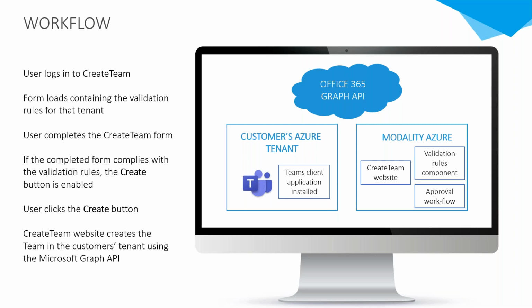But ultimately, both models use the Graph API to create the team. So what happens is the user will log into CreateTeam, they'll complete the form, giving all the details of the team that they'd like to create. If all of those details match our validation rule, the Create Team button is enabled. When they click that, CreateTeam goes off to Graph, it creates the team, and then it appears for them to start working with.